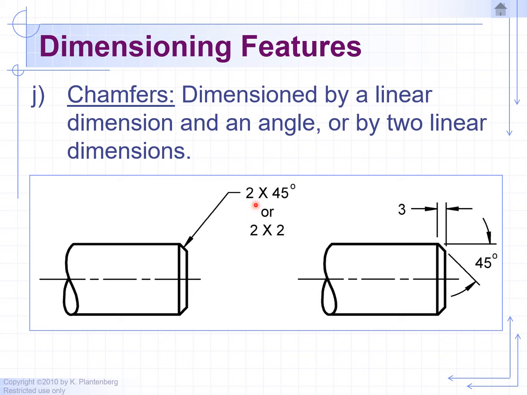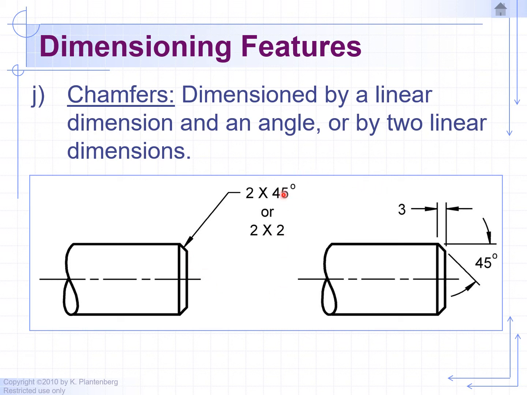I want you to note that there's a space: 2, space, by, space, 45 degrees. Or again, you can use 2, space, by, space, 2 units. Okay, so that's how you call out what's referred to as a chamfer. And by putting a chamfer at the edge of a cylinder or bolt, it's easier to line it up when you're ready to insert it into a hole or a tapped hole. That's a hole with threads.